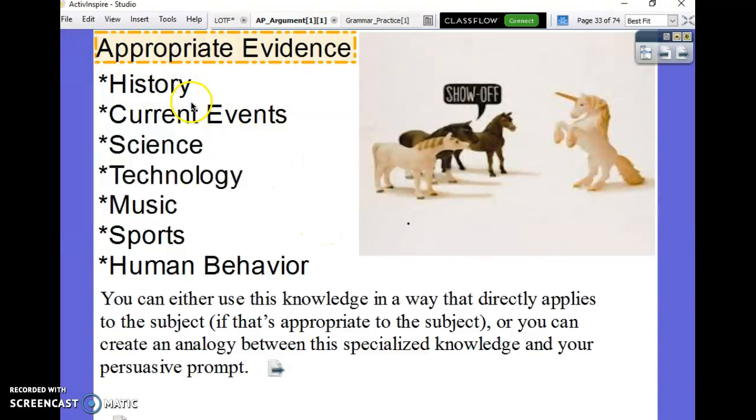Use your APUSH classes. Listen to NPR on the way to school and on the way home for just these next couple of weeks so you have something else to say rather than my cousin's friend did this. Okay. You can use your science classes and make analogies between things that happen in science and what's happening in your argument essay. You can talk about technology. You can compare it to song lyrics, sports, athletes, as well as analogies, human behavior. Any of you in the psychology classes, you can use any of those things, and that's going to be better evidence, and that's going to help your score.